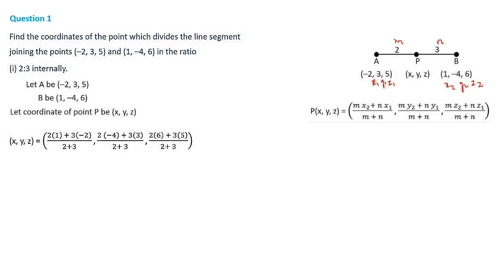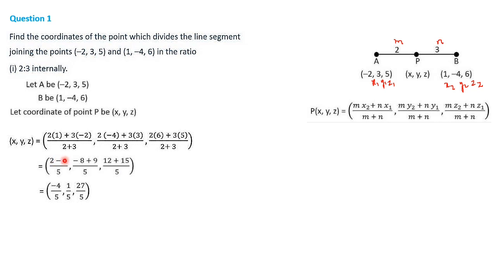Then next is 2 into 6 plus 3 into 5, divided by m plus n. That is equal to 2 minus 6 divided by 2 plus 3, which is 5. Here 2 into minus 4 is minus 8 plus 9, divided by 5. Then 2 into 6 is 12, 12 plus 15 divided by 5.